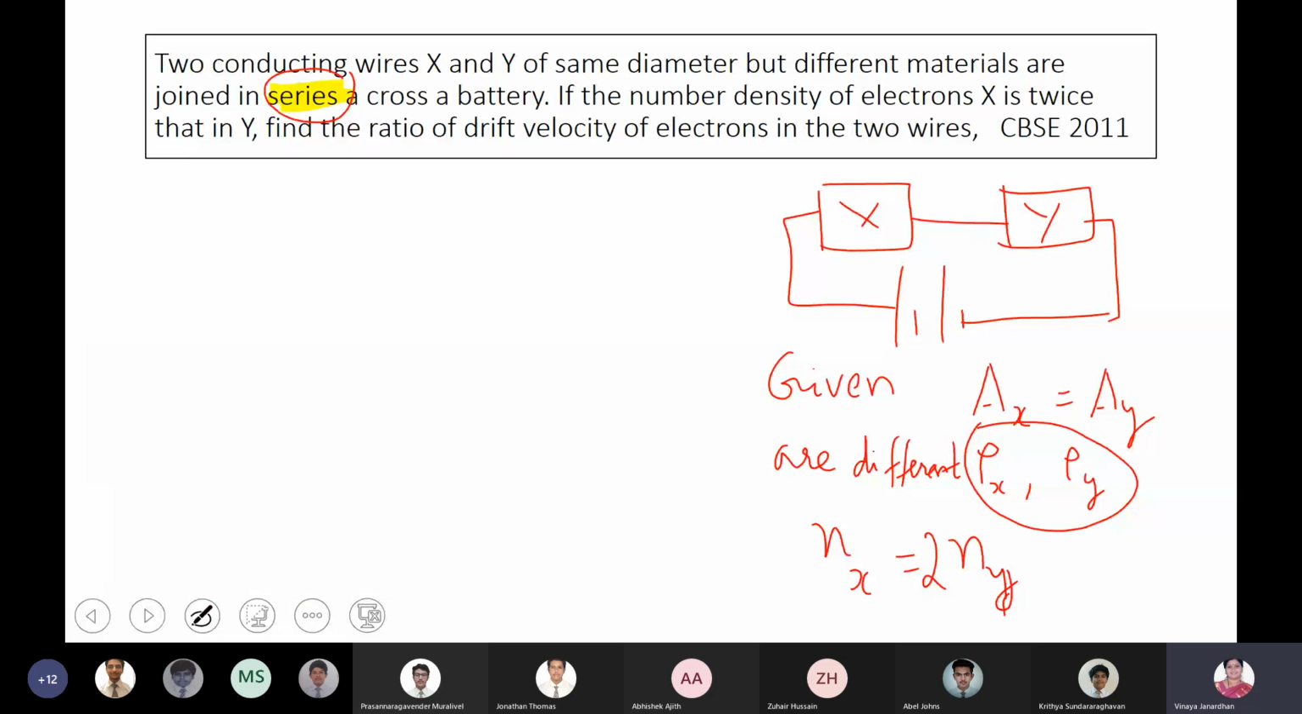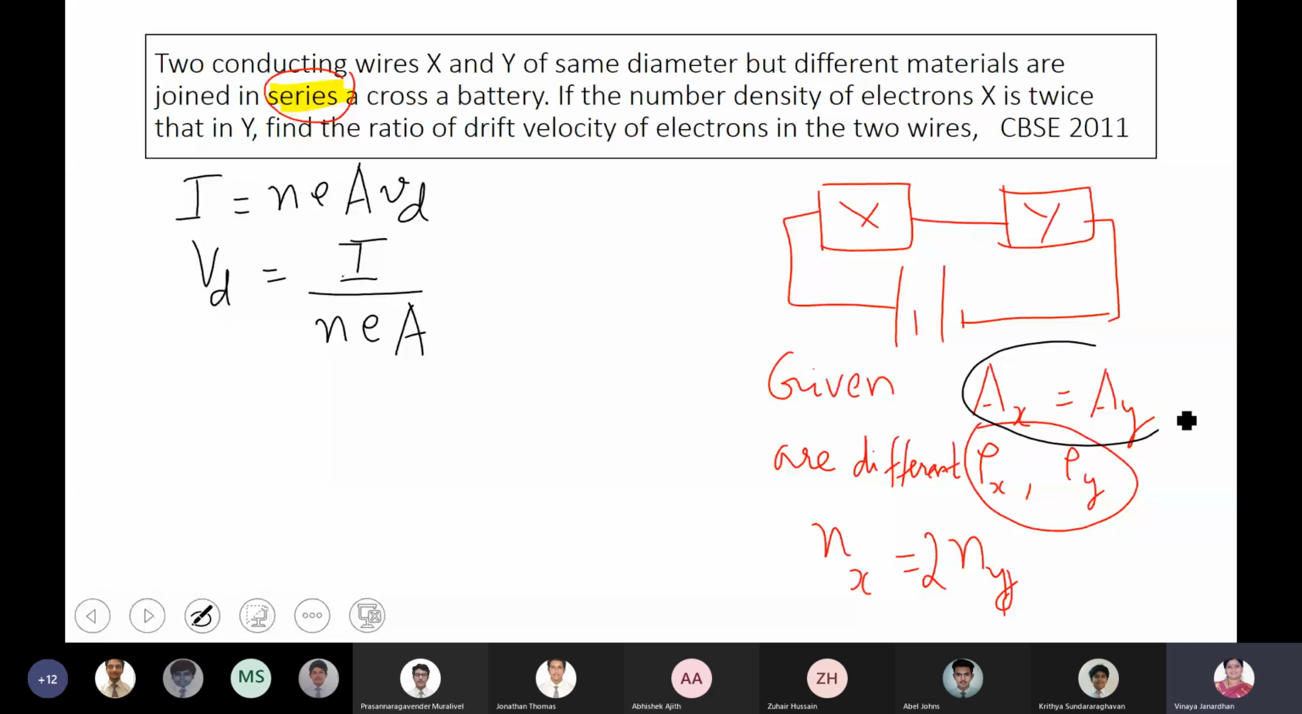Find the ratio of the drift velocity of the two electrons in the two wires. So I is equal to NEA VD. Okay. So what is VD? VD will be equal to I by N E into A. So series connection, is that not I a constant? Both the wires have the same thickness. A is a constant. E, the charge of the electron, is a constant. Only the N is going to change.